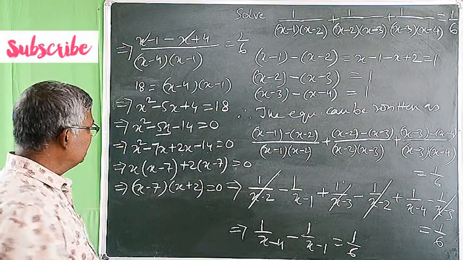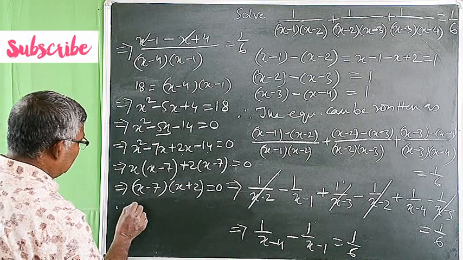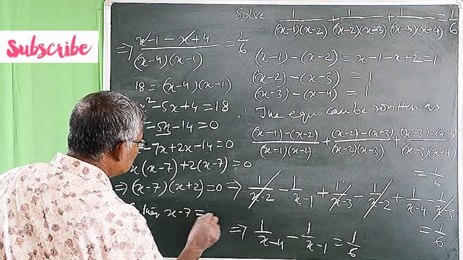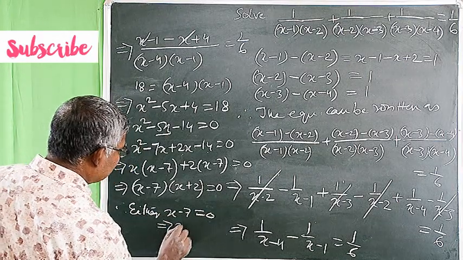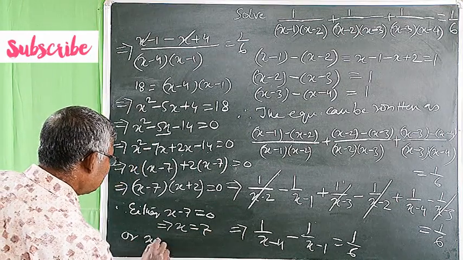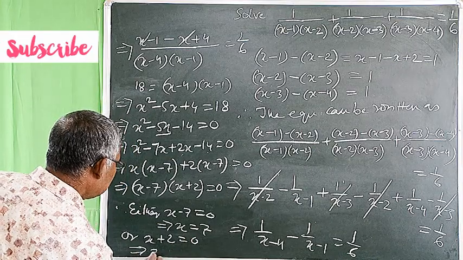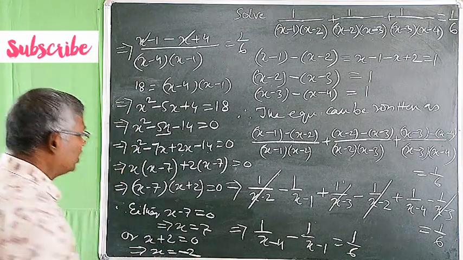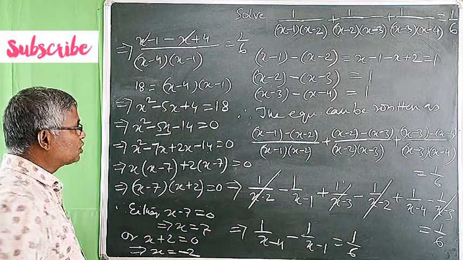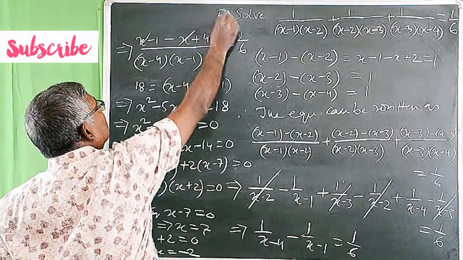Students, here see, the product of two factors equal to 0. Therefore, either x - 7 = 0. This implies that x = 7 or x + 2 = 0. This implies that x = -2. Hence, x = 7 or x = -2 are the solutions of equation number 5.